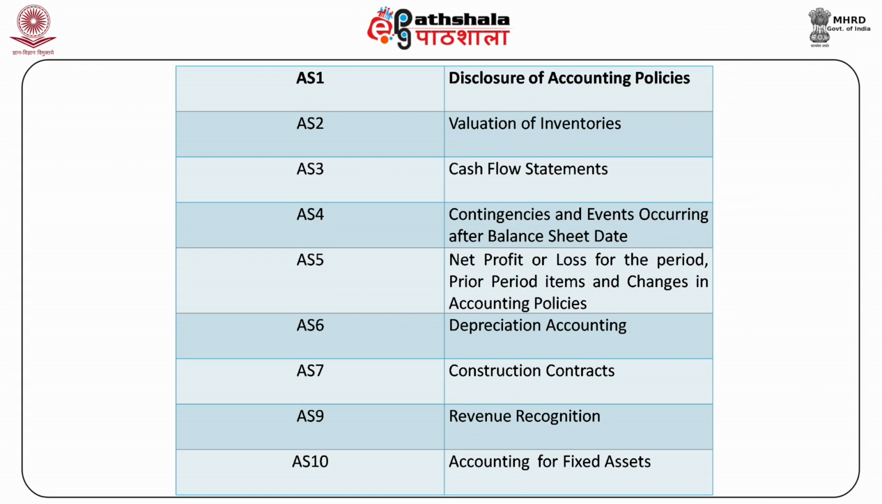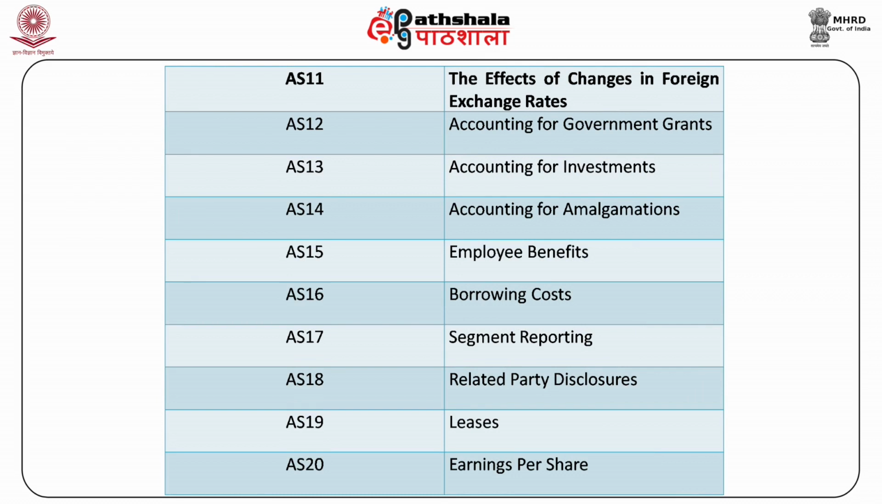Accounting Standard 9, Revenue Recognition. Accounting Standard 10, Accounting for Fixed Assets. AS 11, The Effects of Changes in Foreign Exchange Rates. AS 12, Accounting for Government Grants. AS 13, Accounting for Investments. AS 14, Accounting for Amalgamation. AS 15, Employee Benefits. AS 16, Borrowing Costs.